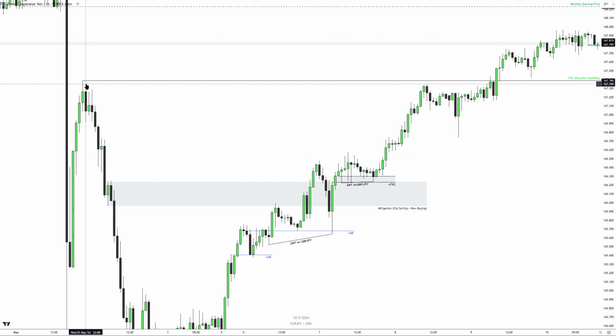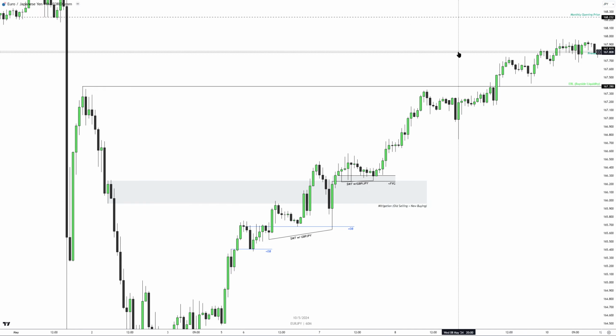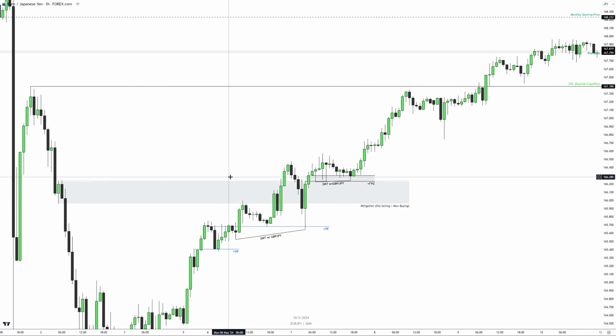And I was targeting this low hanging fruit objective, which was still in discount of the range because the premium level is up here at 167.805. Very low hanging fruit. Almost certain that it'll hit because it'll most likely rebalance the premium. But any high resting below the premium is a very low hanging fruit target.